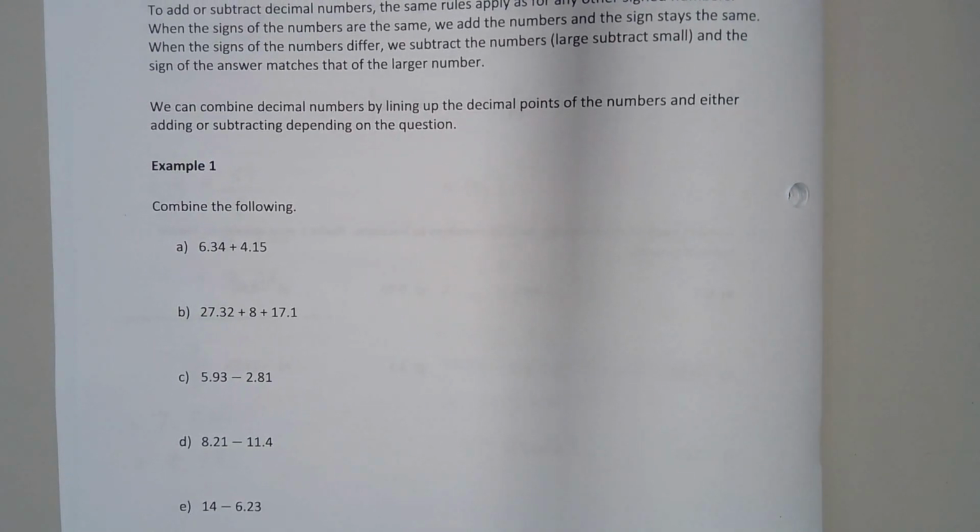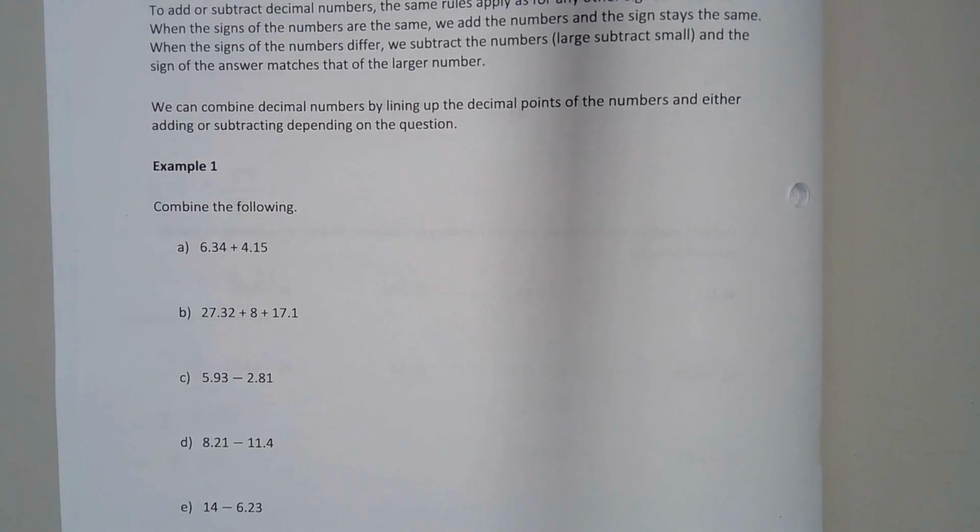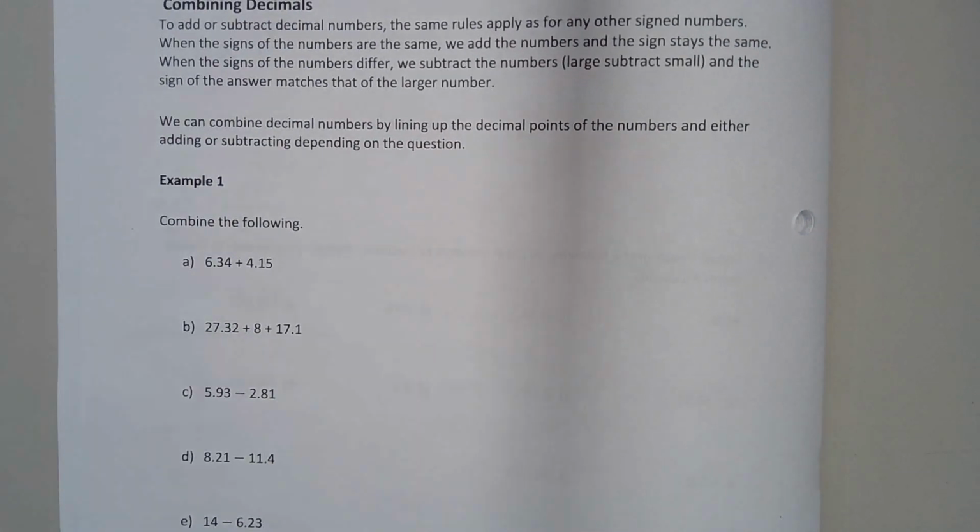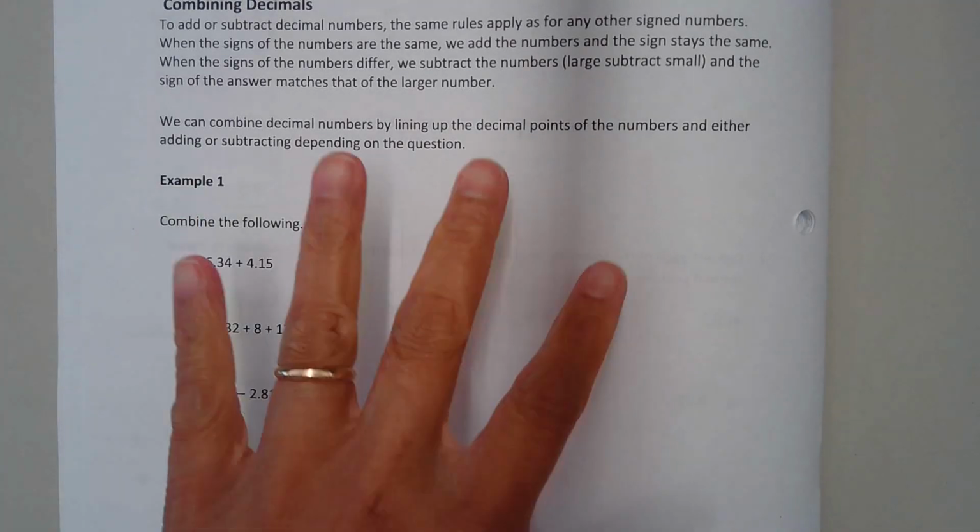To add or subtract decimals, the same rule applies as any other signed numbers. When the signs of the numbers are the same, we add the numbers together and the sign remains the same. When the signs are different, so one is plus and one is negative, what we do is we subtract the larger and smaller number, and then we pick the one that has the larger number and keep that sign. So let's do all that here.